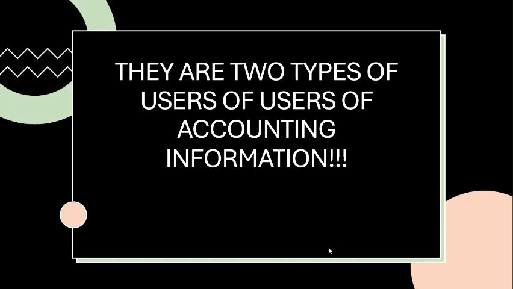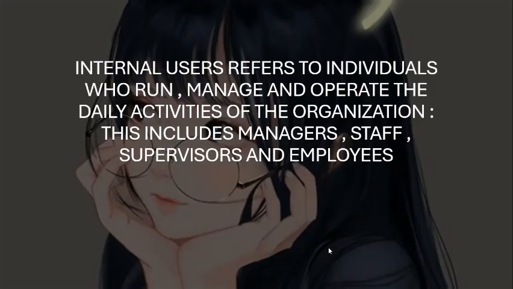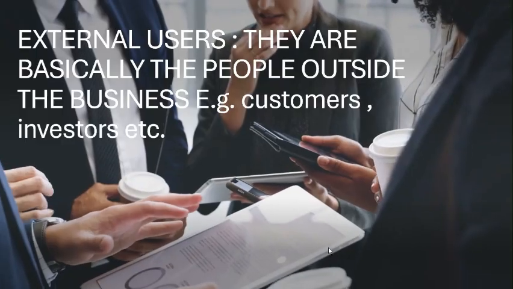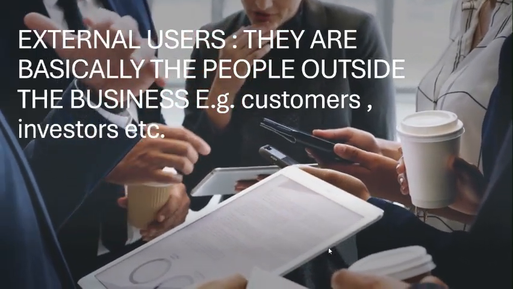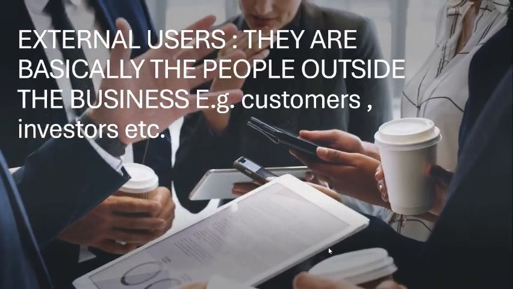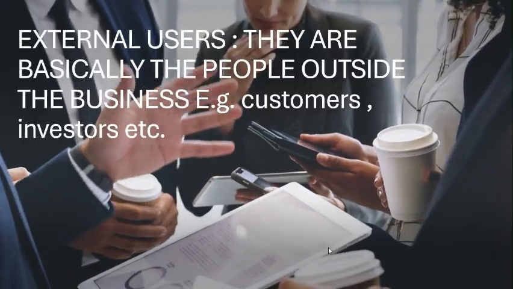So there are two types of users of accounting information, mainly the internal users and the external users. Internal users refer to individuals who run, manage, and operate in the business. This includes managers, staff, supervisors, and employees. Then we have external users. These are basically the people outside of the business, for example, customers, investors, etc. They are basically people that would usually be outside of the business.